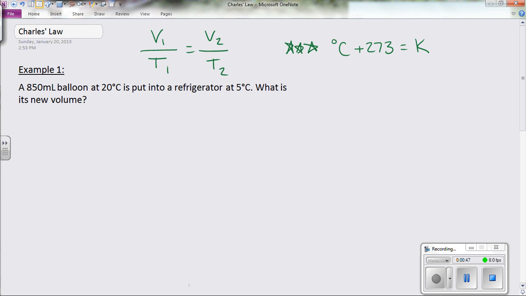An 850 milliliter balloon at 20 degrees Celsius is put into a refrigerator at 5 degrees Celsius. What is its new volume? First red flag I see is those degrees Celsius, so I'm going to cross out 20 degrees Celsius and change that to 293 Kelvin. So all I did was 20 plus 273 gave me 293 Kelvin. I'm going to move on over to the 5 degrees Celsius. Again, cross that out and change it to Kelvin. 5 plus 273 gives you 278 Kelvin. All right, now I can move on.